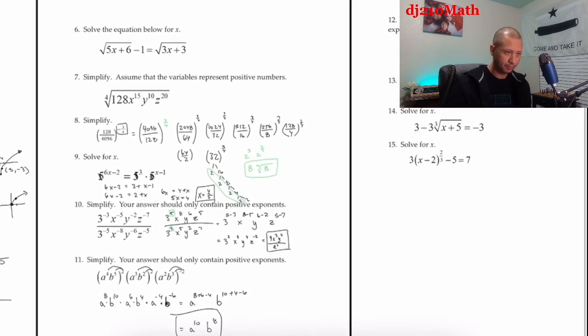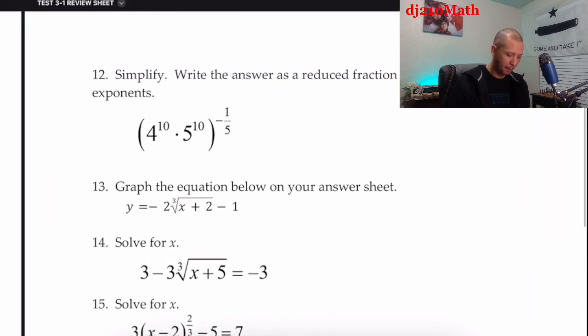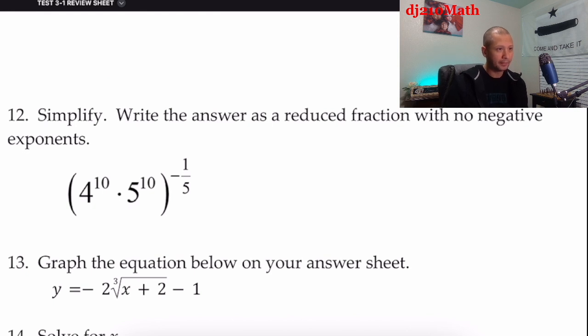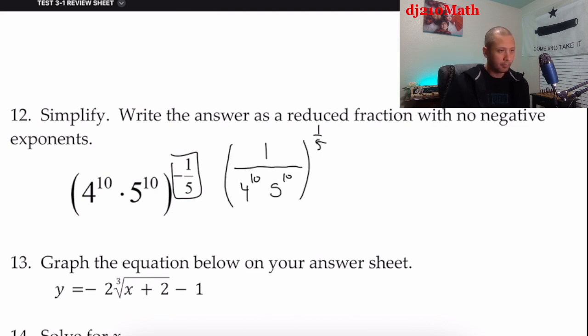Okay. We're almost there. Last page. All right, simplify. Write the answer as a reduced fraction with no negative exponents. Okay. Negative exponents. So this means that it's going to put all this in the denominator. So now it's positive.